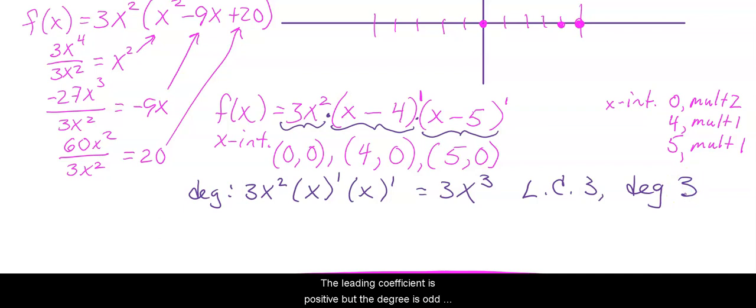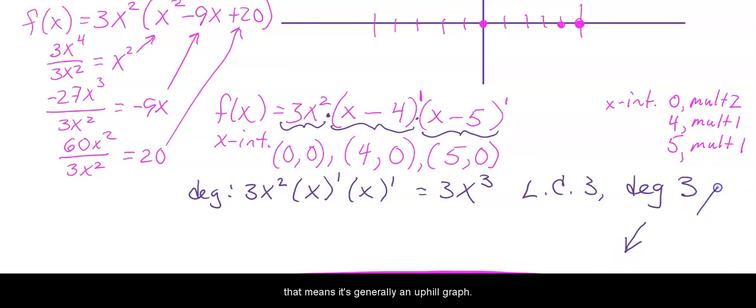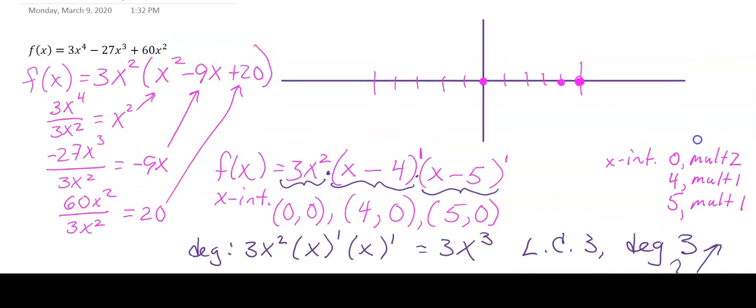Because the leading coefficient is positive, but the degree is odd, that means it's generally an uphill graph, meaning it goes to negative infinity as x goes to negative infinity, positive infinity as x goes to positive infinity. And in between, it's either going to wiggle or it's going to get flattish. Ours is going to wiggle.